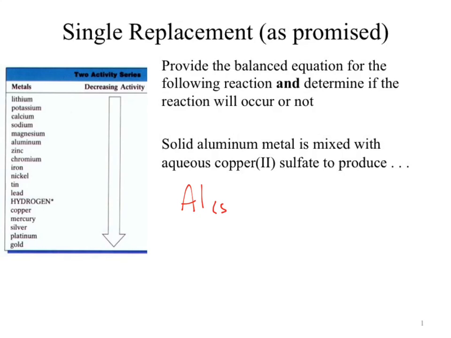Why do we have to specify the (s)? It's a solid. Okay? Is mixed with. What does "is mixed with" mean? Plus. Now what's the next thing say? Shoot. Sorry, I got to write this a little smaller. I want it on one line. Plus. Now we got copper(II) sulfate.